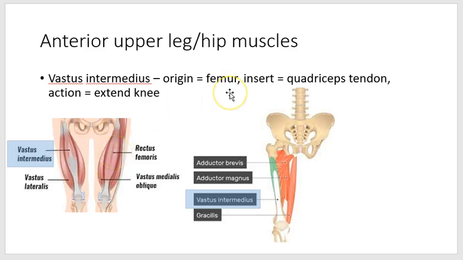Vastus intermedius also has origins on the femur, also inserts on that quadriceps tendon. So all the quadriceps have insertions on the quadriceps tendon. All their actions are to extend the knee. Alright.